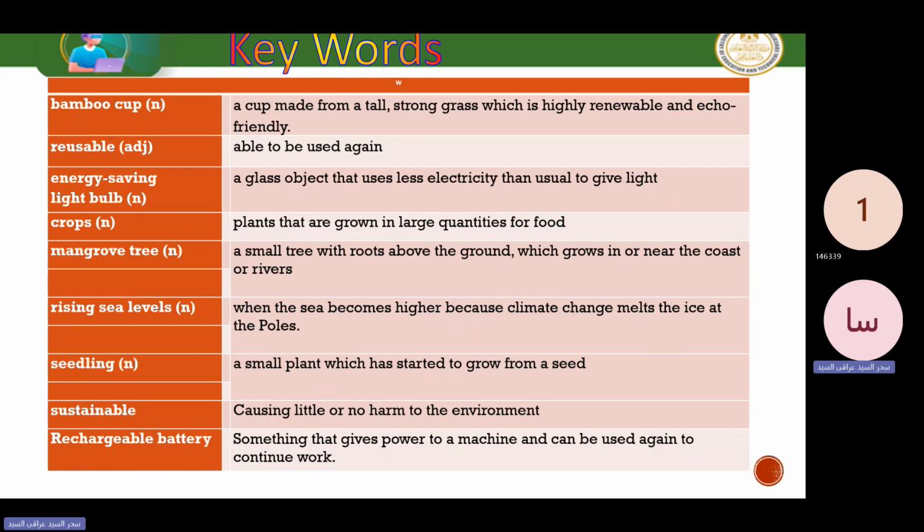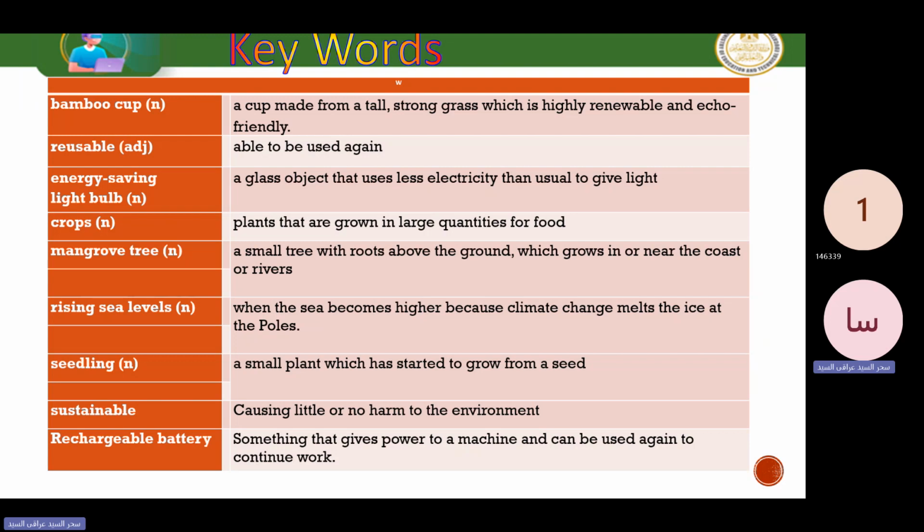What do we mean by bamboo cup? A cup that's made from a tall, strong grass, which is highly renewable and eco-friendly. Reusable means able to be used again. Energy-saving light bulb means a glass object that uses less electricity than usual to give light. Crops: plants that are grown in large quantities for food.